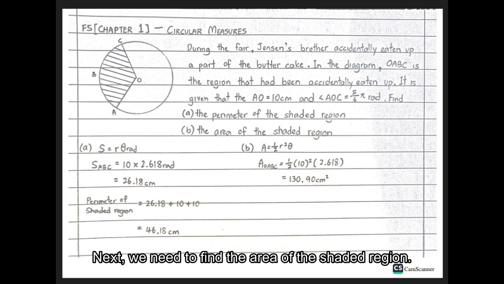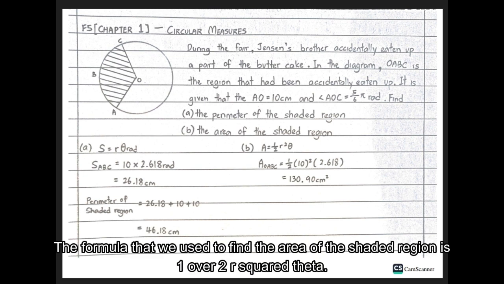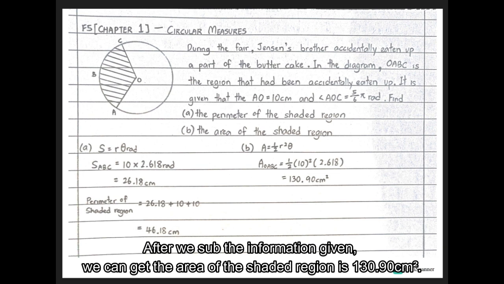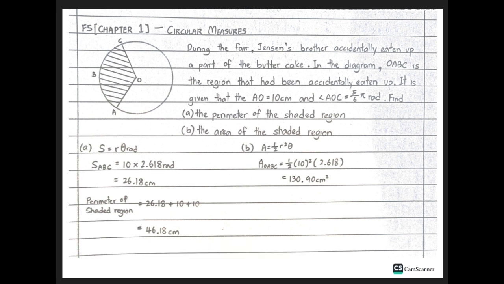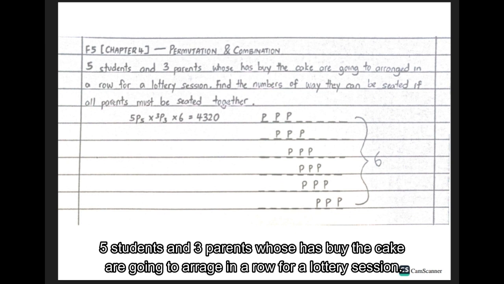Next, we need to find the area of the shaded region. The formula that we use to find the area of the shaded region is 1/2 r squared theta. After we substitute the information given, we can get the area of the shaded region is 130.9 cm squared.